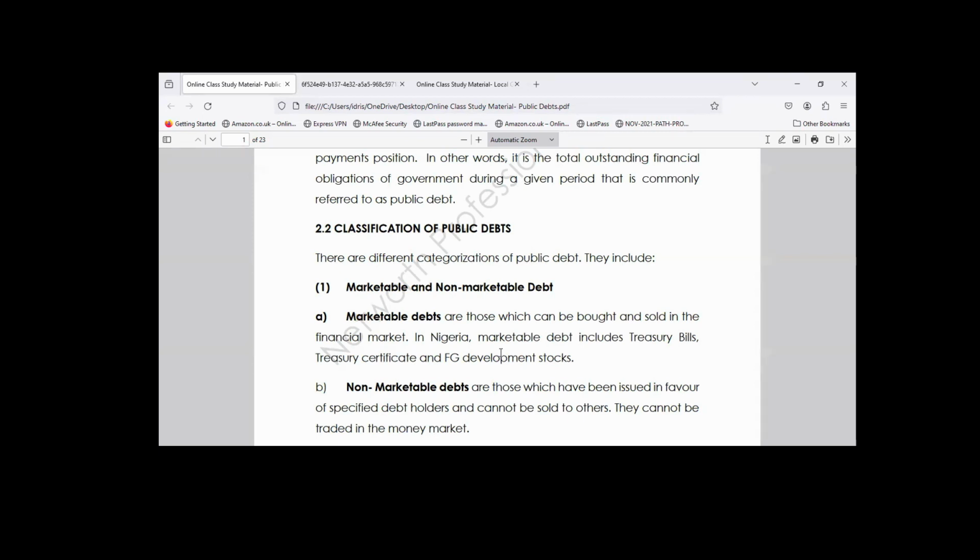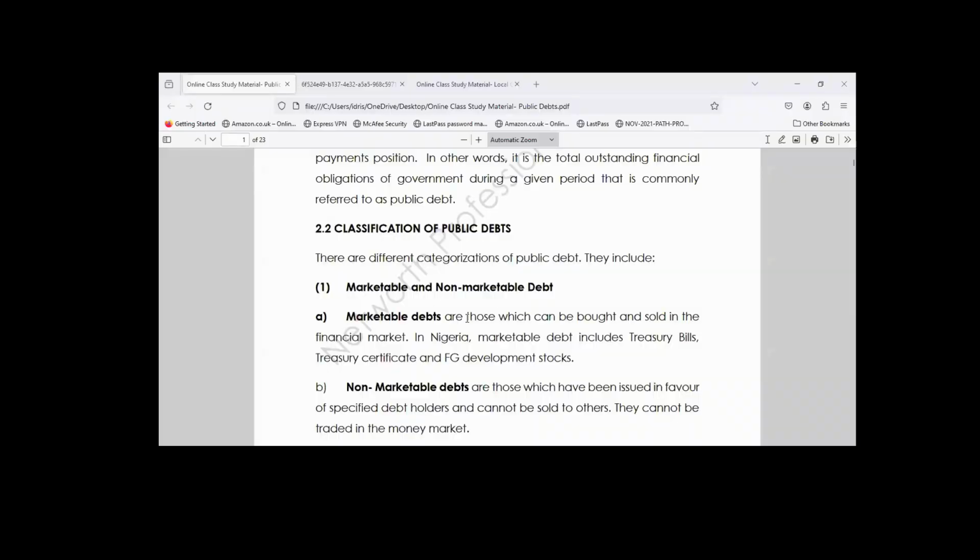Why is it marketable? Take for instance, if I subscribe to a treasury bill whose maturity period is 90 days, I buy a treasury bill from government for 2 million naira. When I buy it, and now I need money to do something before the maturity period, I may decide to sell the treasury bill to another person, so that when the treasury bill matures, it is the new holder that will collect the proceeds.